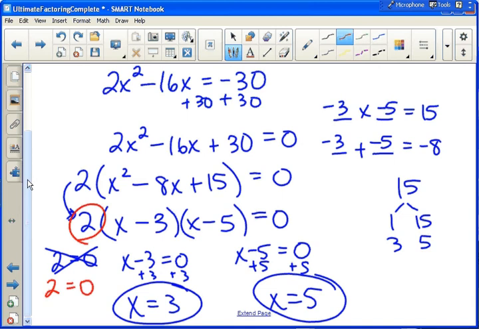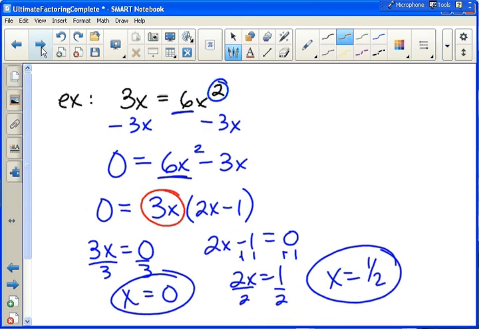3 times 0 is 0, so 3x can equal 0. So if it's just a number, it really doesn't matter. But if it's a number with a variable, then it does matter. So whether or not you have an x is what makes the difference. If you have an x, you've got to use it.